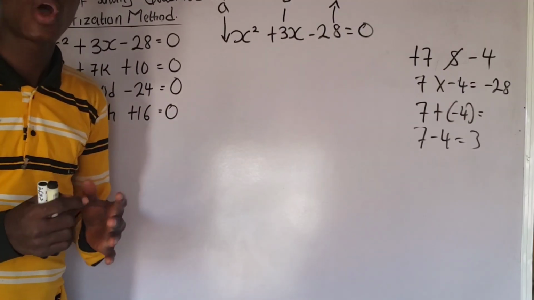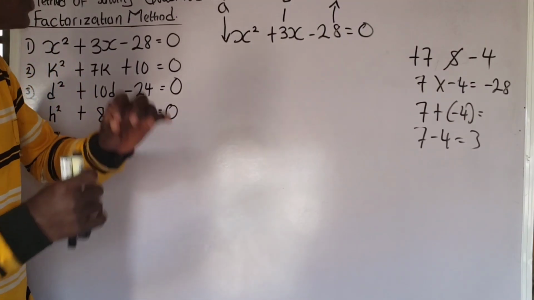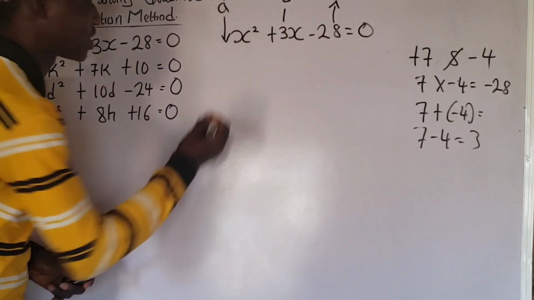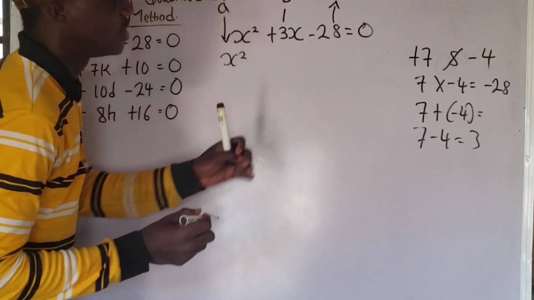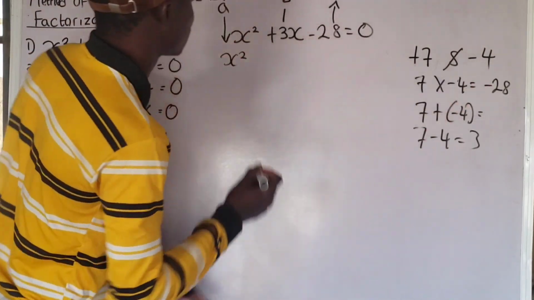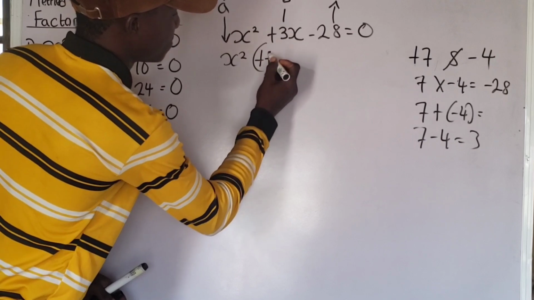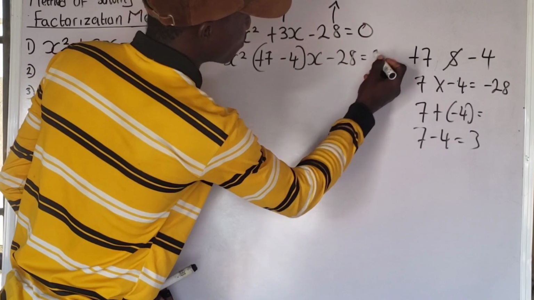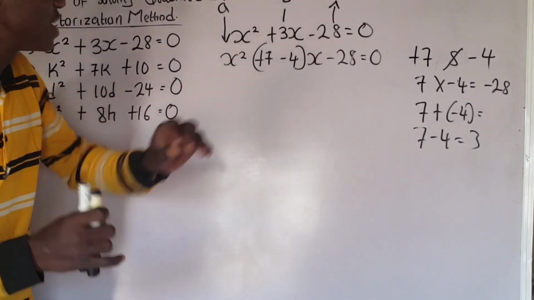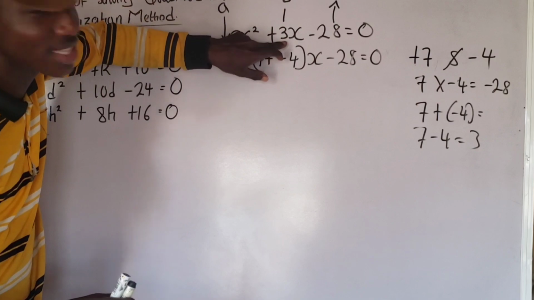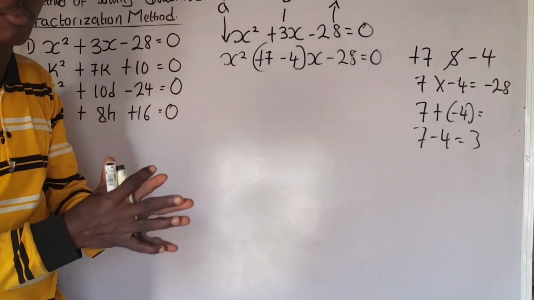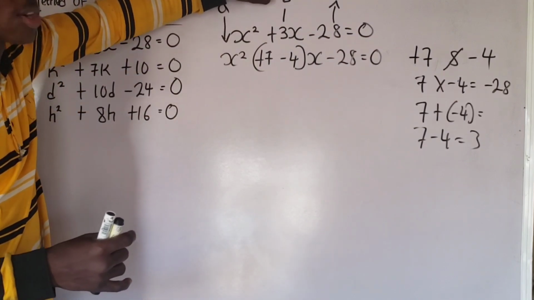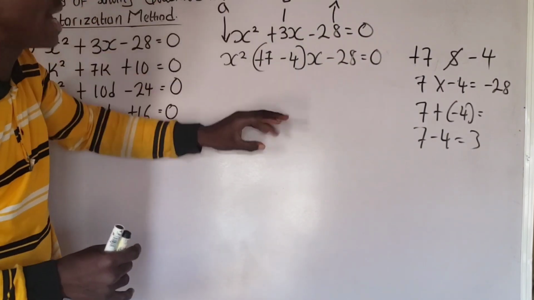Having known the two numbers, the next step is that I'm going to replace b by those two numbers. The b is plus 3. So please pay attention. I'm going to have x squared, and now the two numbers are plus 7 and negative 4. So I'm going to have plus 7, negative 4 in brackets, x minus 28 equals 0. If I add 7 minus 4, I get 3. So having known the two numbers that if you take their product you get the constant term, and if you add them together you get b, the second term, I replace b by those two numbers.